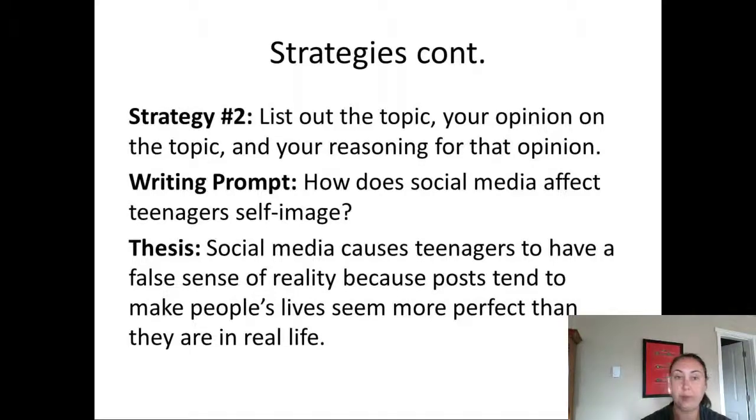So in the writing prompt, the topic is social media affecting teenagers. Immediately we have social media causes teenagers, so that's the topic, right? Then the opinion is, well, how does it affect them? This student thought that they cause a false sense of reality. So that's the student's opinion on the topic. And then the reason why they feel that way is because they believe that people's posts tend to make their lives seem more perfect than they are in real life, okay? And so it's that topic plus opinion plus reasoning that can create a strong thesis statement.